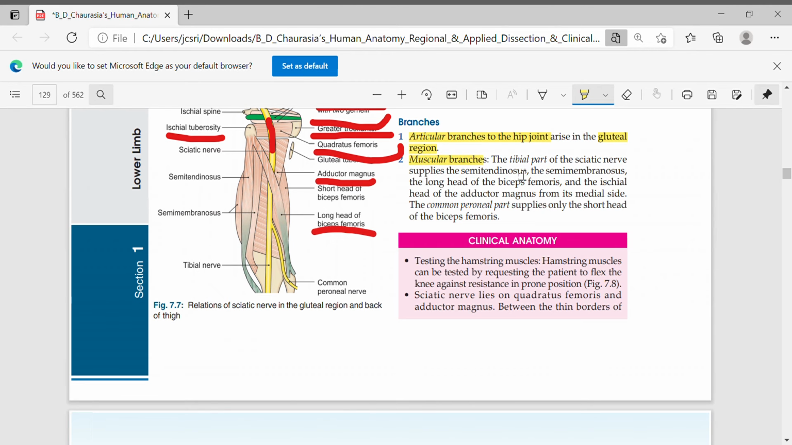The tibial part supplies all the hamstring muscles like semitendinosus, semimembranosus, the long head of biceps femoris, and the ischial part of adductor magnus. These are the hamstring muscles. The common peroneal supplies only the short head of the biceps femoris, which is not a hamstring muscle.